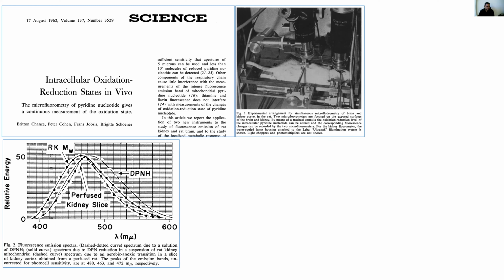which is basically NADH, the old nomenclature. And they looked at the perfused kidney slice, which is shown in here, and the unperfused kidney slice, and there is a change in the spectra. So there is something happening in the spectral range over there that you can see. And this is all UV excitation.